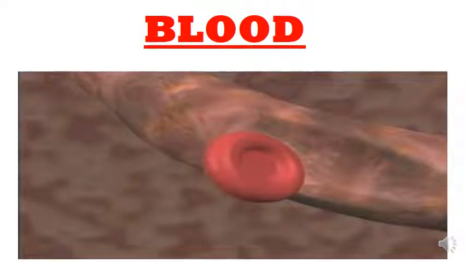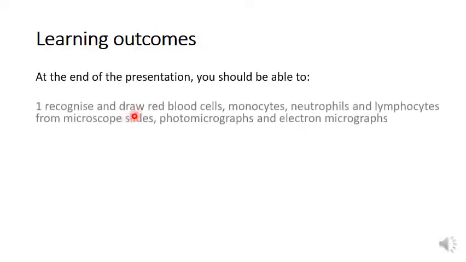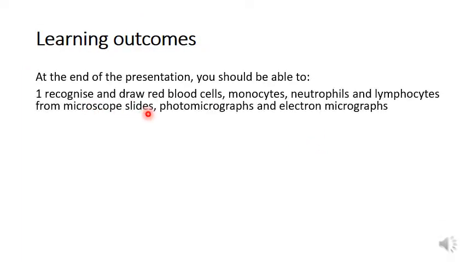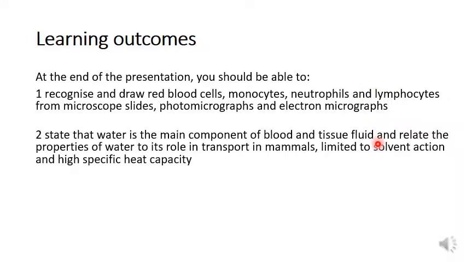Okay, so at the end of the presentation, we should be able to recognize from microscope slides or electron micrographs. We should be able to recognize and draw red blood cells, white blood cells of special mention, the phagocytes, which are the monocytes and neutrophils, and the lymphocytes. We should also be able to determine and state the function of water being the main component of blood plasma and its role in transport in mammals.